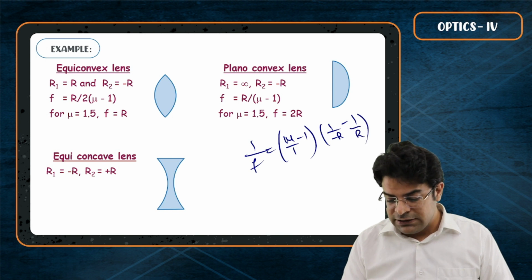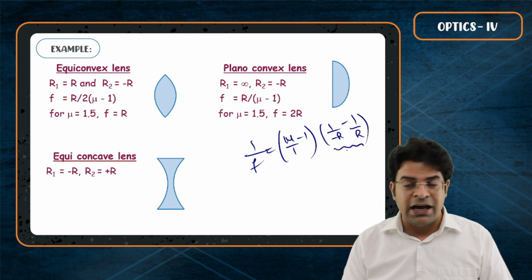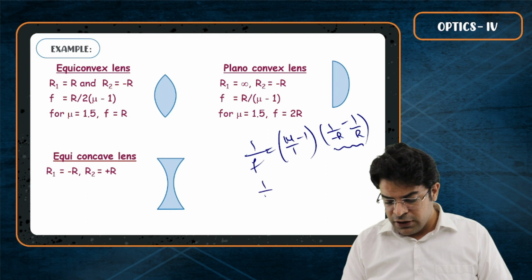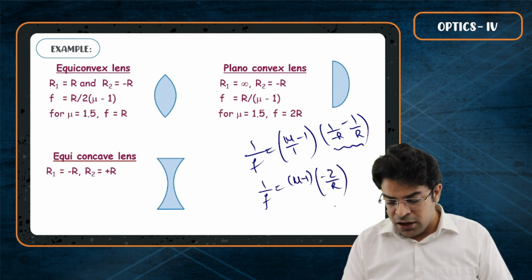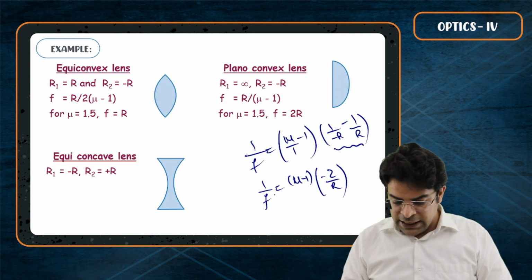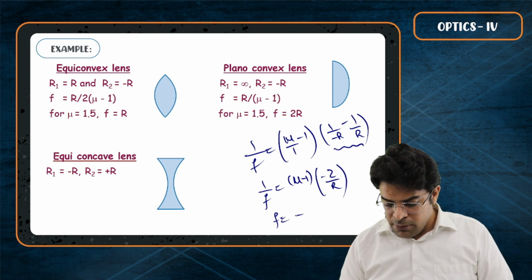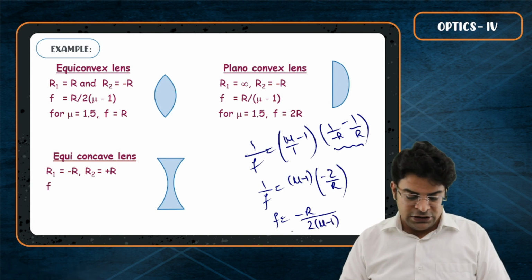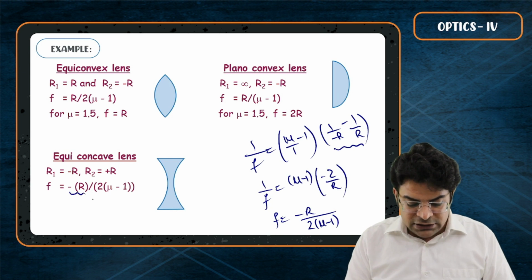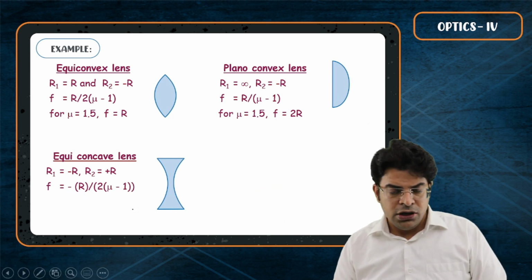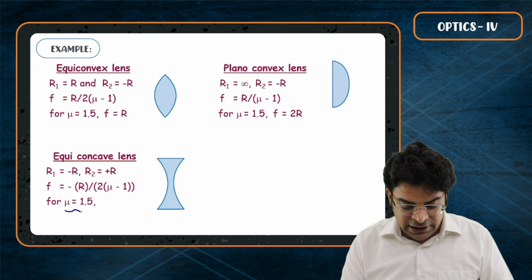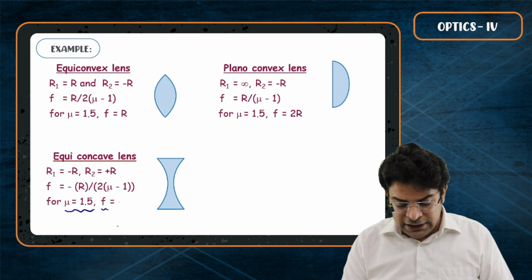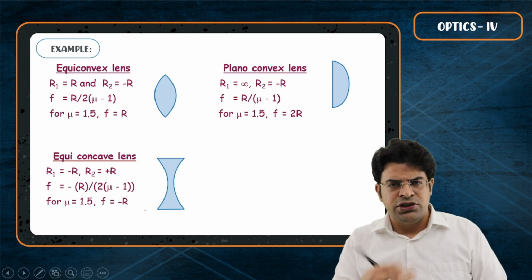So here you can see that minus 1 by R minus 1 by R gives you minus 2 by R. So you get 1 by F equals to mu minus 1 into minus 2 by R. Or you can flip it on both sides and write F equals to minus R upon 2 times of mu minus 1, or you can write it as 1 minus mu, removing this minus sign. So F comes out to be minus R upon 2 times of mu minus 1. Now again, substituting the value of refractive index as 1.5, you will find that F equals to minus R. Substitute it, find it out.